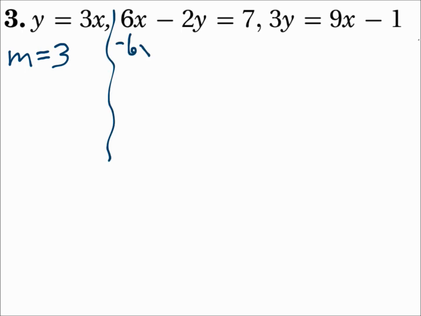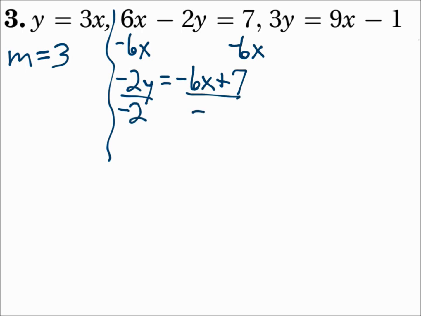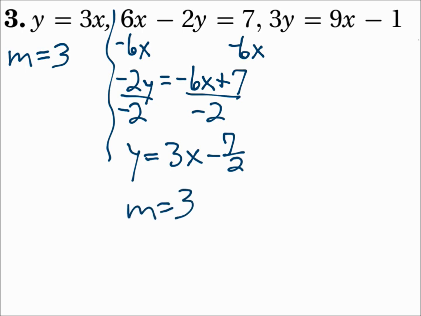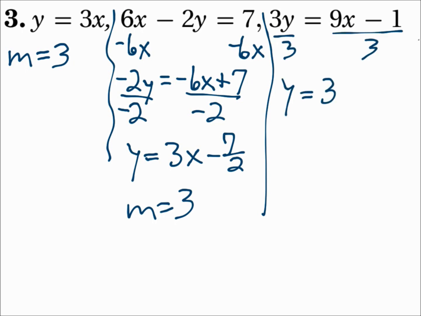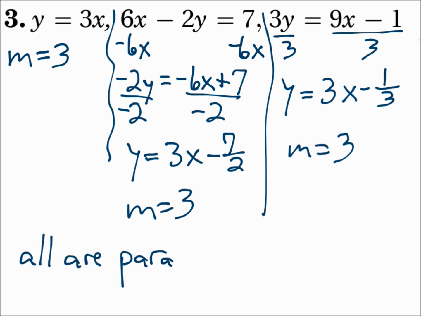Solve the second one for y. Subtract 6x from each side, and divide both sides by -2. That one also has a slope of 3. When you solve the last one for y, divide both sides by 3, and that one has a slope of 3. They all have the same slope, and since they all have the same slope, they're all parallel.